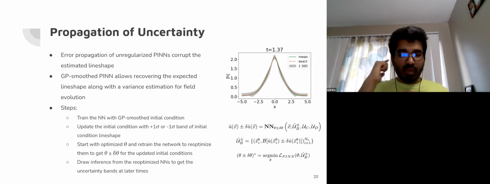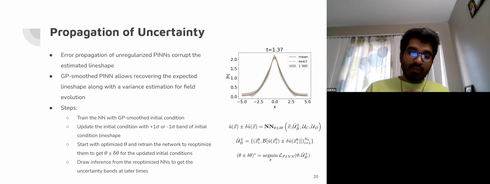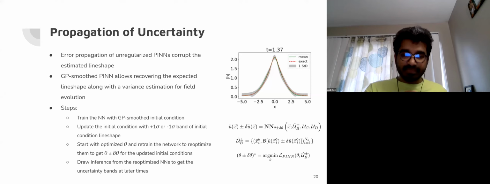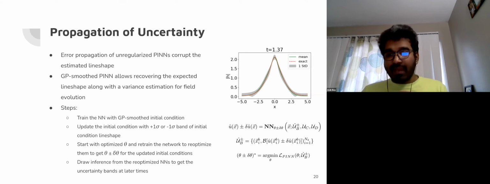So instead of doing that, we start by training the neural network for the GP smooth initial condition. Once we have trained and converged, we change the initial conditions by the +1 sigma or -1 sigma band. Then we start with the trained neural network and retrain it with the changed set of initial conditions, and that retraining will cause a small deviation of delta theta. But since we already have converged for the mean value, this retraining will be very fast. It will probably take 1/10 or 1/100 of the time, depending on the complexity and the level of noise you introduced to begin with.